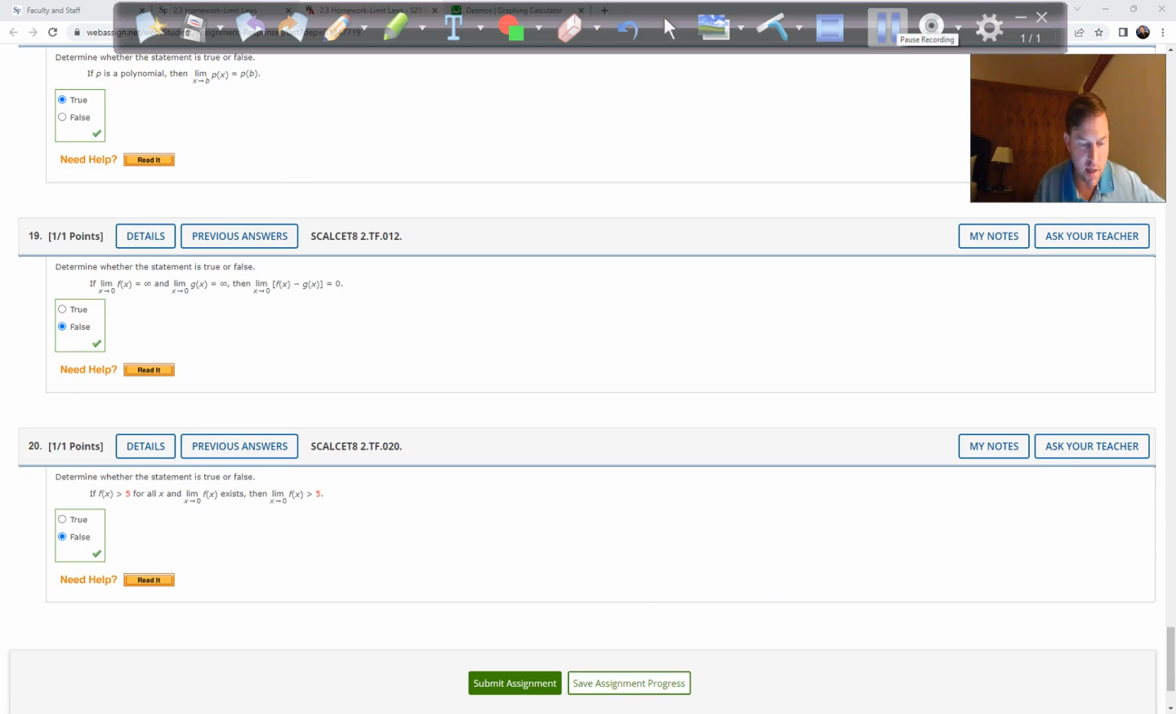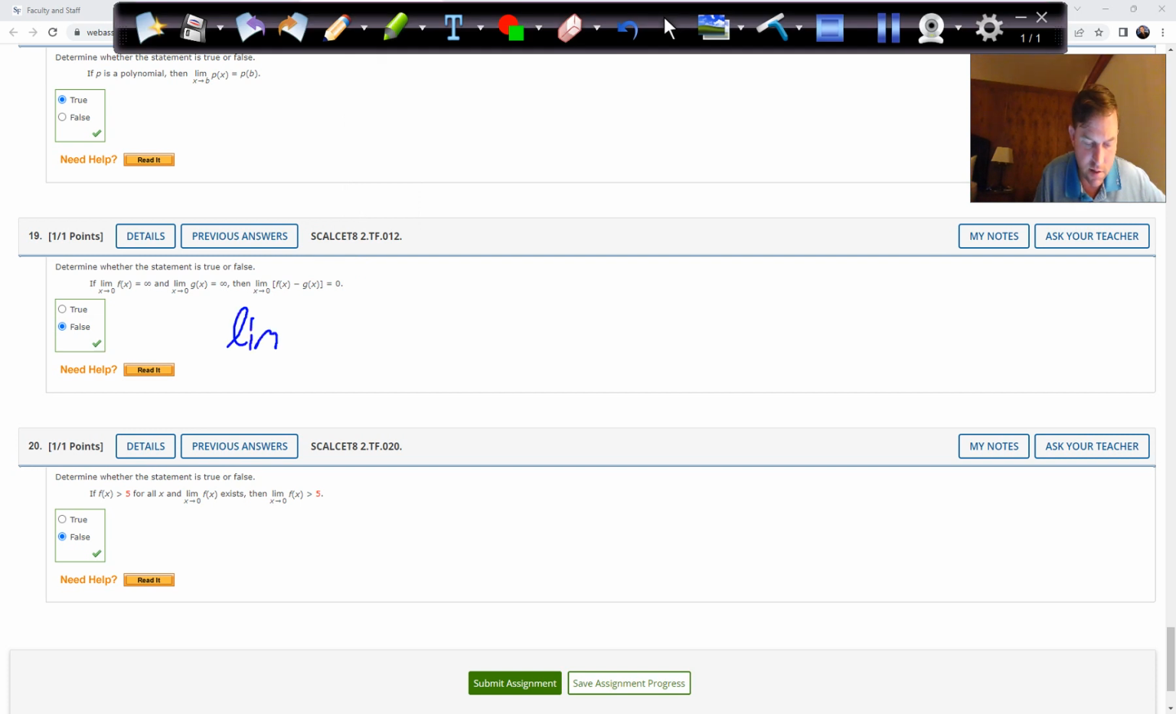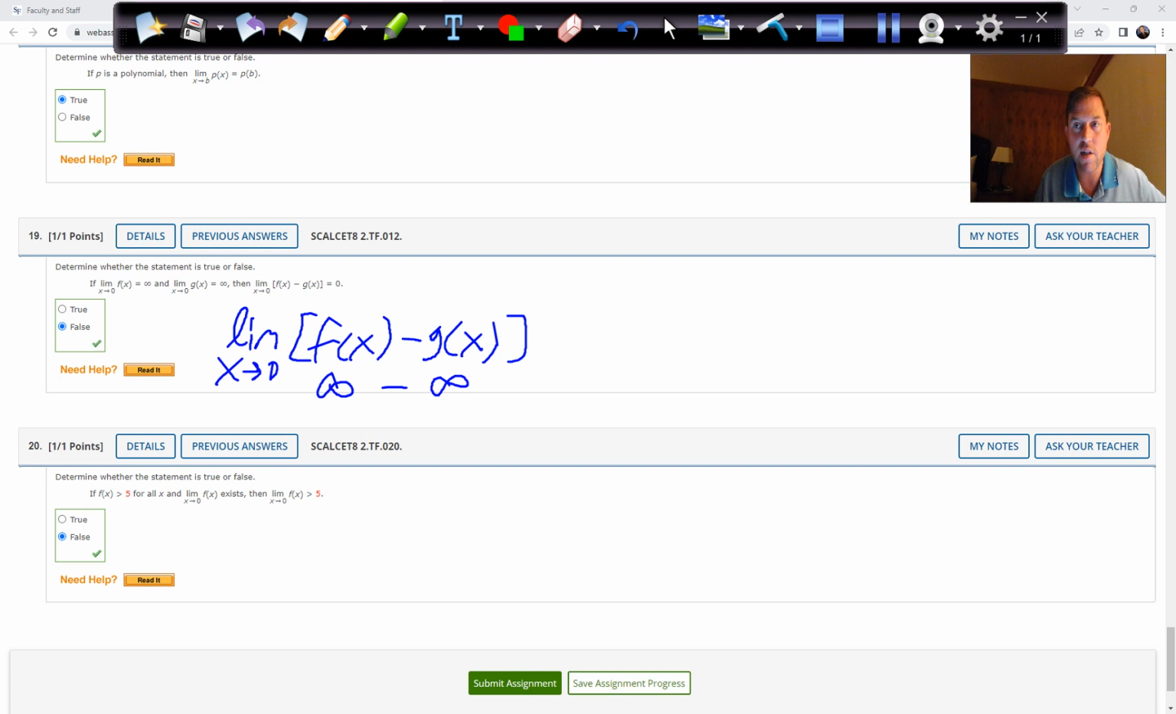Okay, problem 19, it says, determine whether the statement is true or false. I have f of x is going to infinity, g of x is going to infinity, then the limit is infinity. Okay, so this is where we get into discussions of infinity, which are always interesting. So basically they're saying this one's going to infinity, this one's going to infinity. Well, that's the same thing. So the same thing minus itself equals 0.